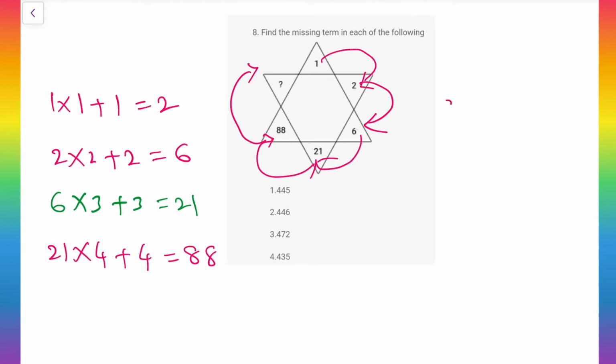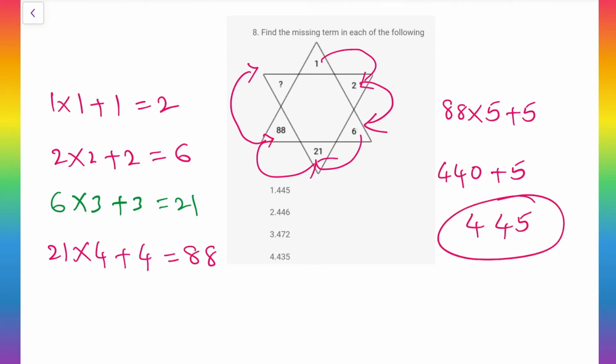Now 88. We need to multiply with 5 and add 5. 5 8s are 40, 0 and 4 carry, 5 8s are 40, again, 440. So 88 into 5 is 440 plus 5. 440 plus 5 is 445. So the missing number is 445.